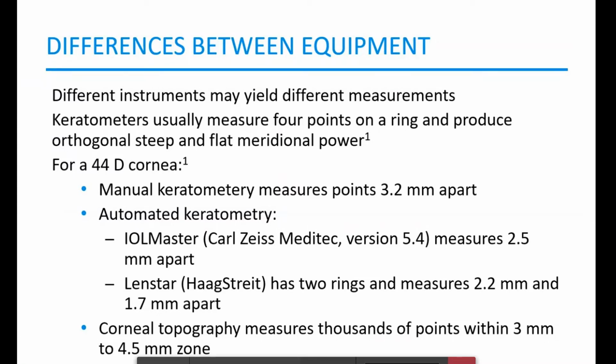But corneal topography is different. As I said, it measures thousands of points between the 3 millimeter and 4.5 millimeter zone. Typically within the central 3 millimeter zone, there are no data points. So whatever data is collected from 3 to 4.5 millimeters is extrapolated to the center, and that predicts the central corneal power. For that reason, most surgeons prefer to use keratometry readings for calculation rather than corneal topography readings.